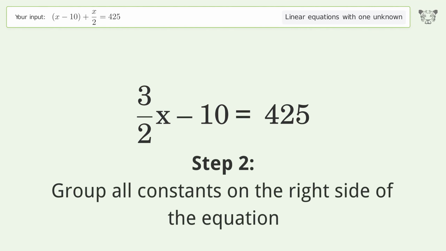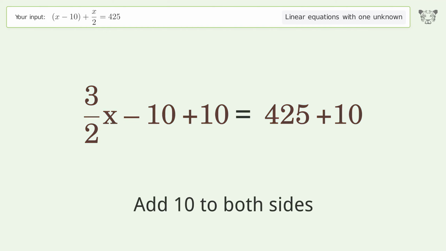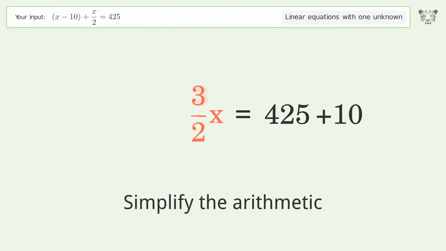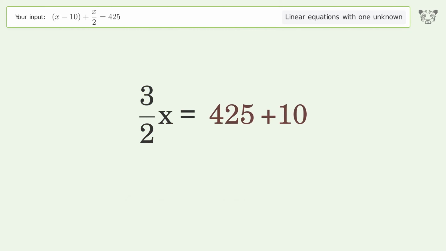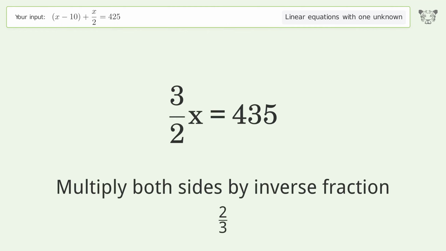Group all constants on the right side of the equation. Add 10 to both sides. Simplify the arithmetic. Isolate the x. Multiply both sides by inverse fraction 2 over 3.